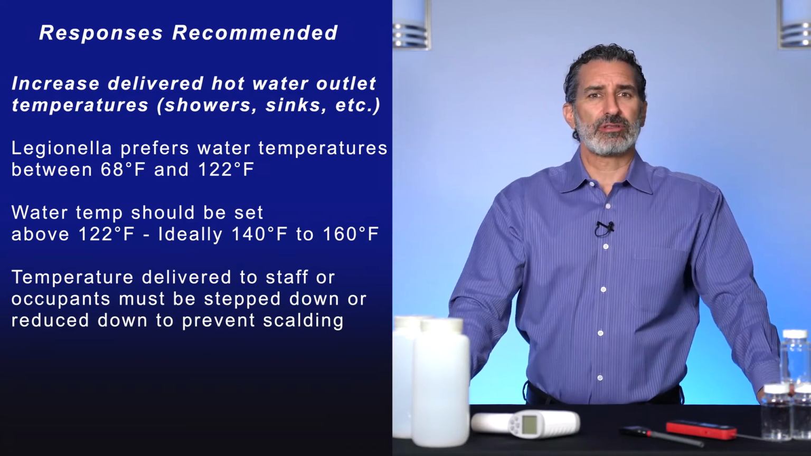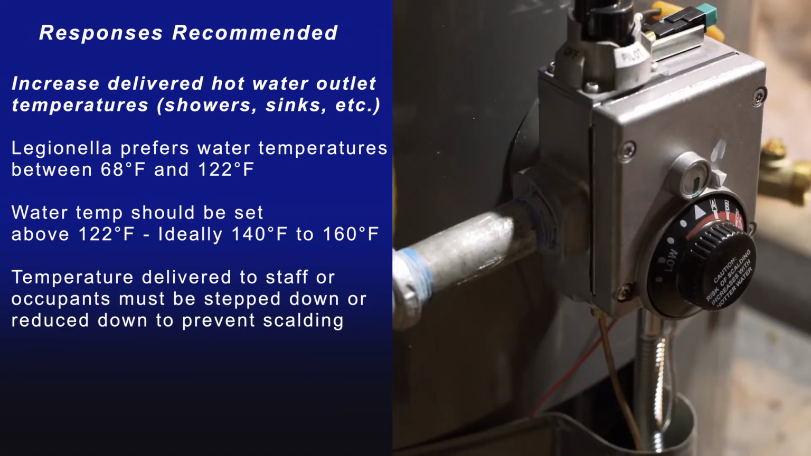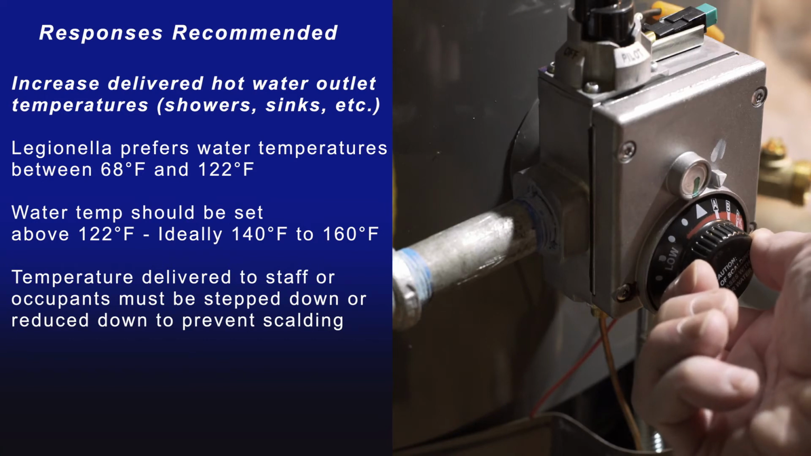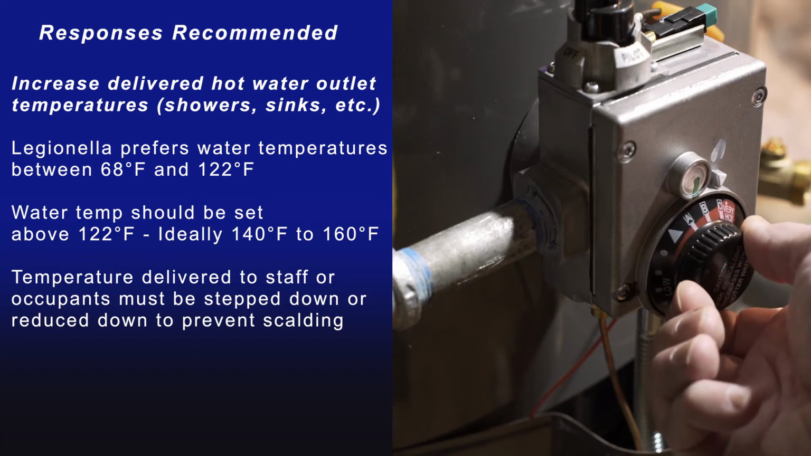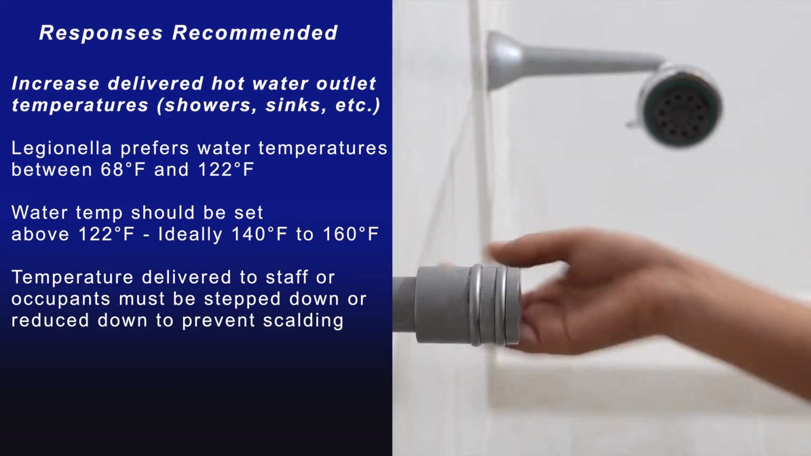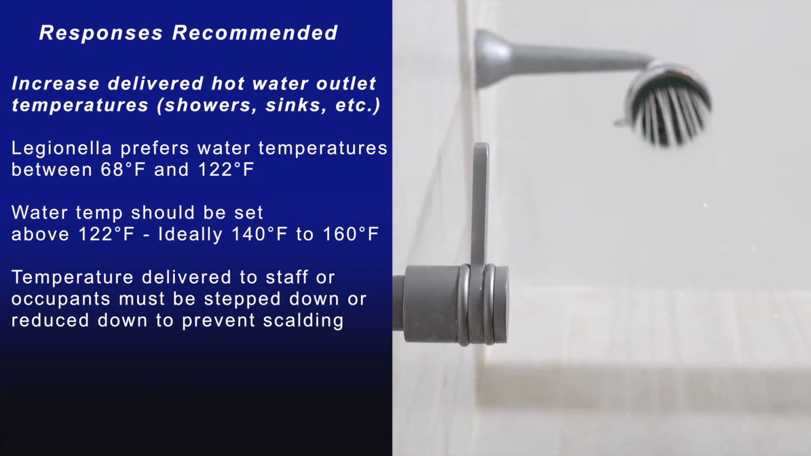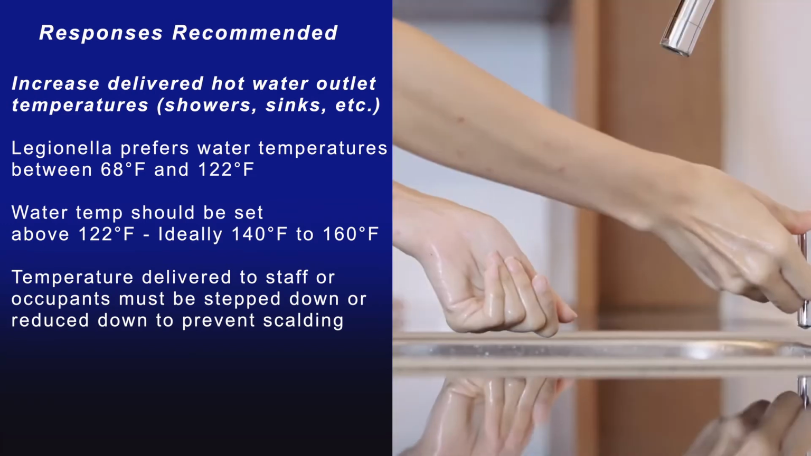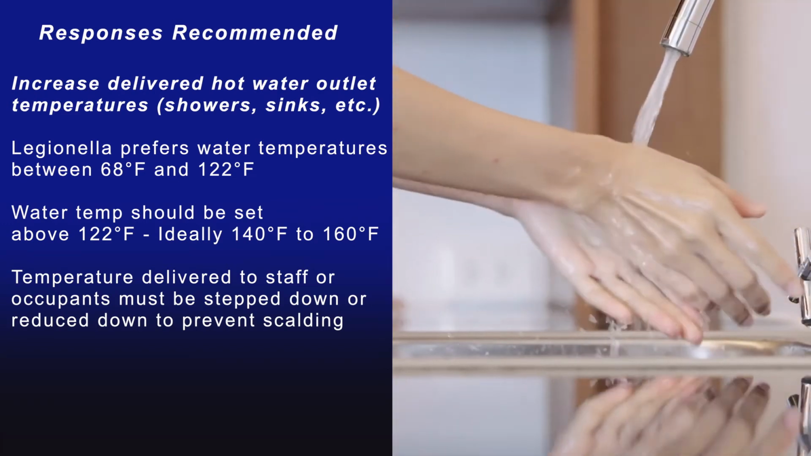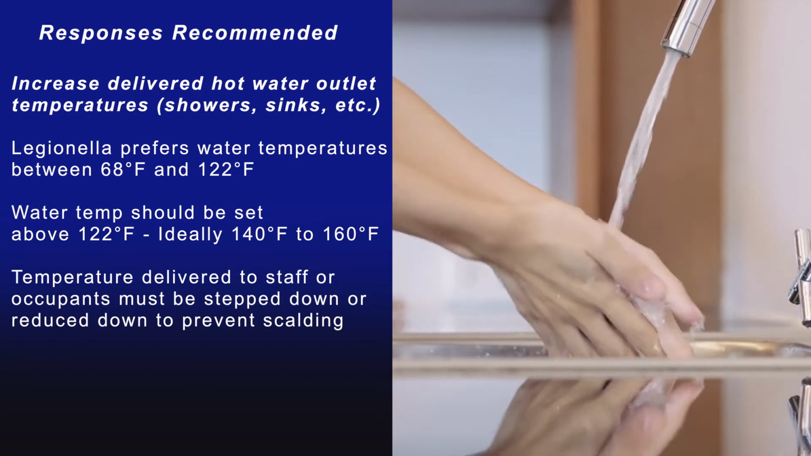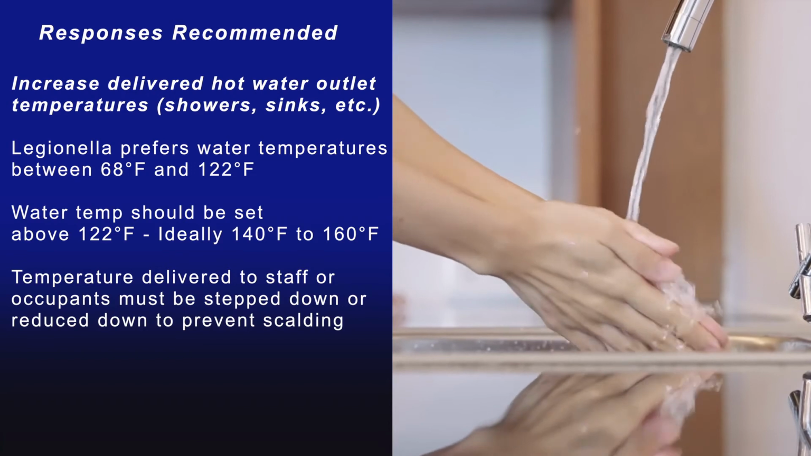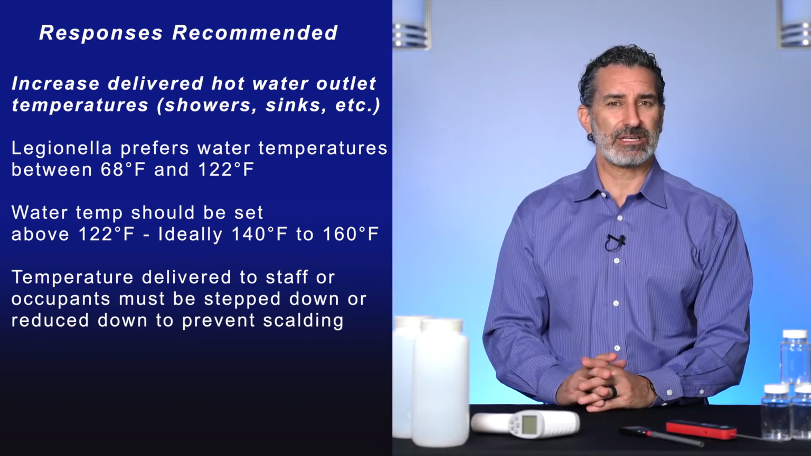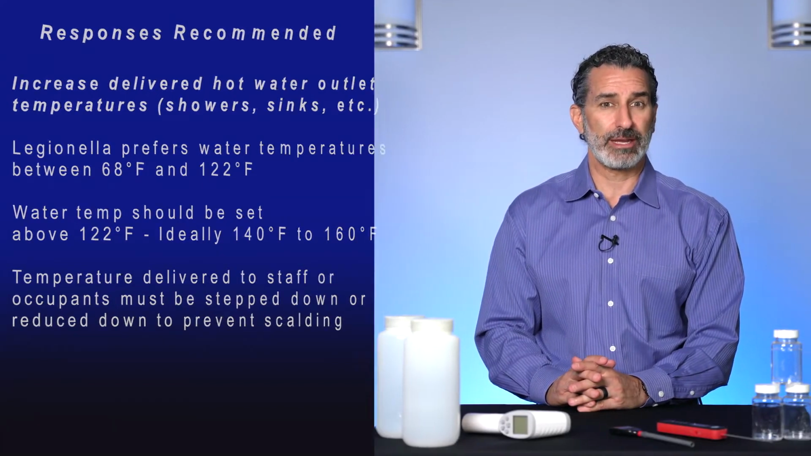You want to make sure that you're setting your water temperature on your hot water side hotter than 122 degrees. Ideally 140 to 160 degrees. But keep in mind that when you deliver water to occupants or deliver water to staff, you don't want to scald them. So you have to have your system arranged in such a way that you can heat the water in your water heater, but also step that temperature down for whatever desired delivery temperature your water management plan calls for.